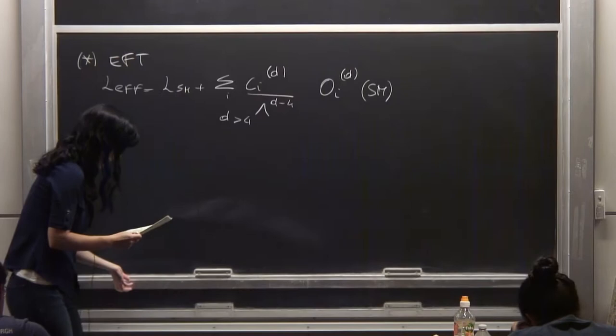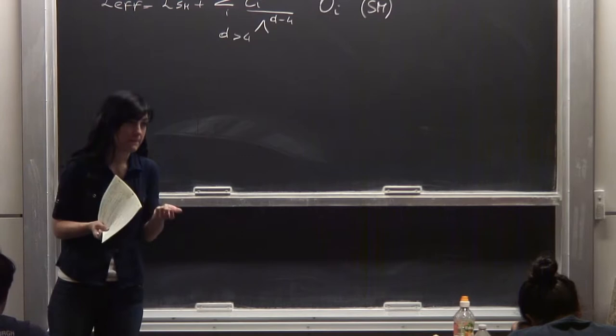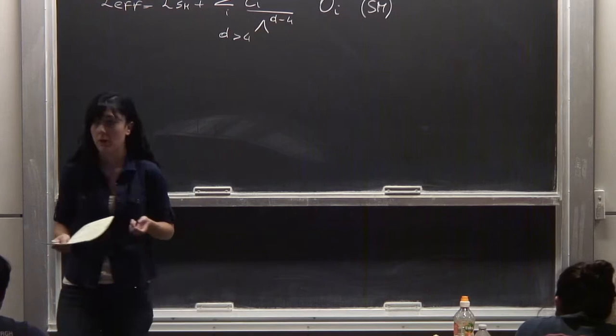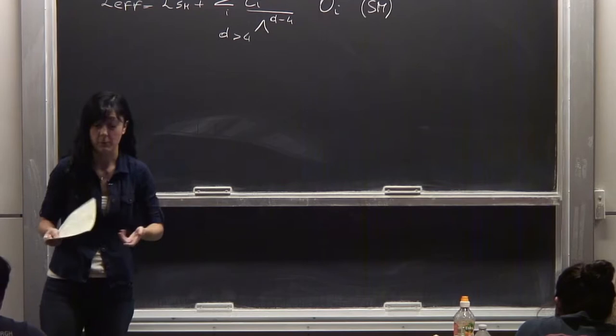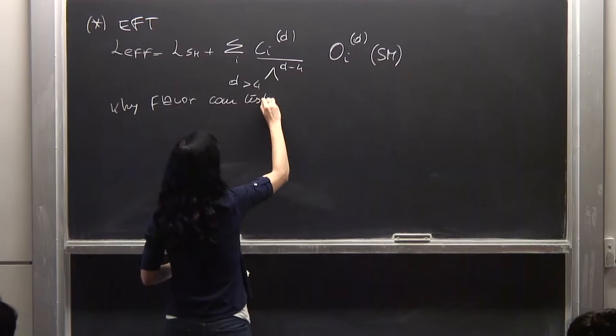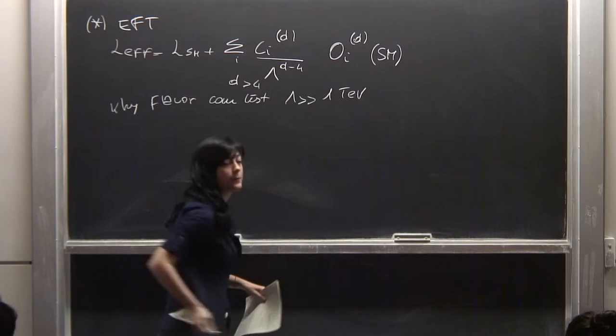Usually when people speak about flavor physics, what you learn is that flavor measurements can test new physics scales that are much higher than the scales that are probed directly by the LHC. So here, at least with some example, I want to demonstrate that this is indeed what is happening. Why flavor can test lambda much bigger than 1 TeV, say a few hundred GeV or 1 TeV, the scale that is probed directly by the LHC.